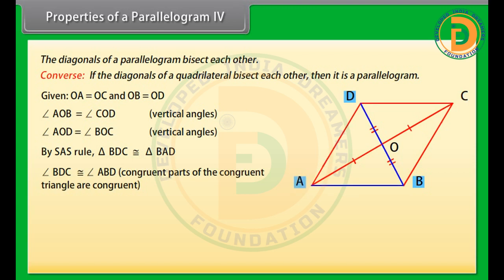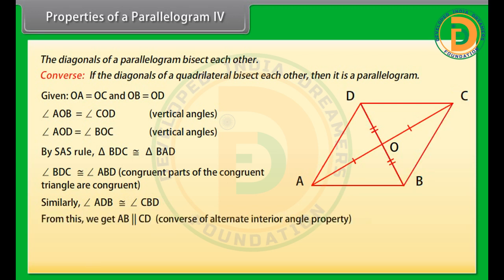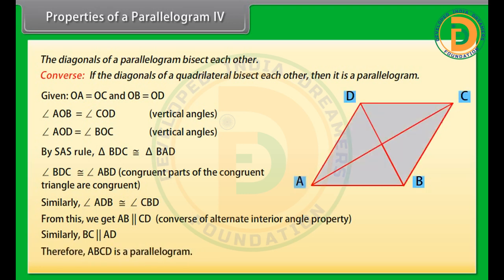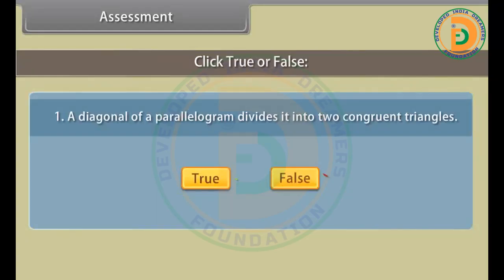Therefore, angle BDC is congruent to angle ABD, as congruent parts of congruent triangles are congruent. Similarly, angle ADB is congruent to angle CBD. From this we get AB is parallel to CD. Similarly, BC is parallel to AD, using the converse of the alternate interior angle property. Therefore, ABCD is a parallelogram.